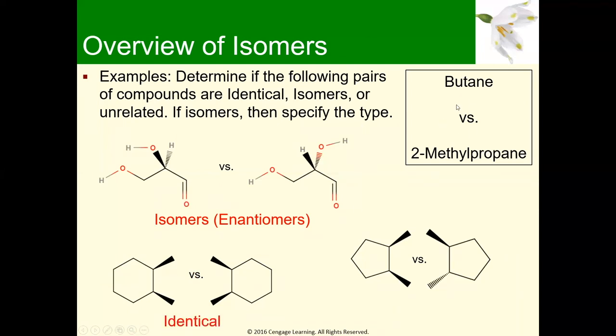So now I think I go up here to this box, butane versus methyl propane. Okay, so let's think about what that name means. Well, first of all, butane, if I were just to draw the skeletal structure, you've got 4 carbons, 1, 2, 3, 4. And so the formula would be C4H10. Okay, well, 2-methylpropane, so there's my propane, 1, 2, 3 carbons. And on the second carbon, there's a methyl group right there.